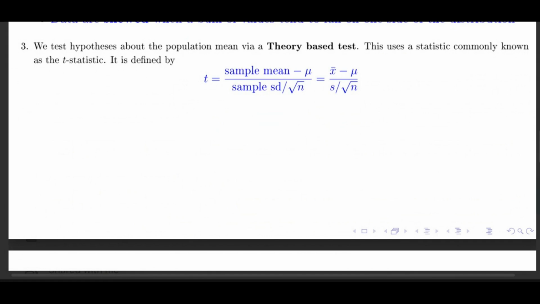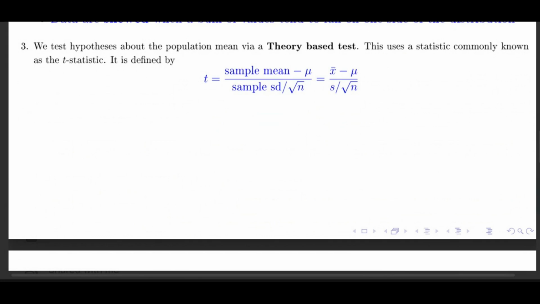I can't tell the class why it's called the T statistic. You have to trust me on this. Technically, it follows a different distribution, that's why. But it's also a standardized statistic. You don't need to worry about why it's called T. It's not Z, it's T.